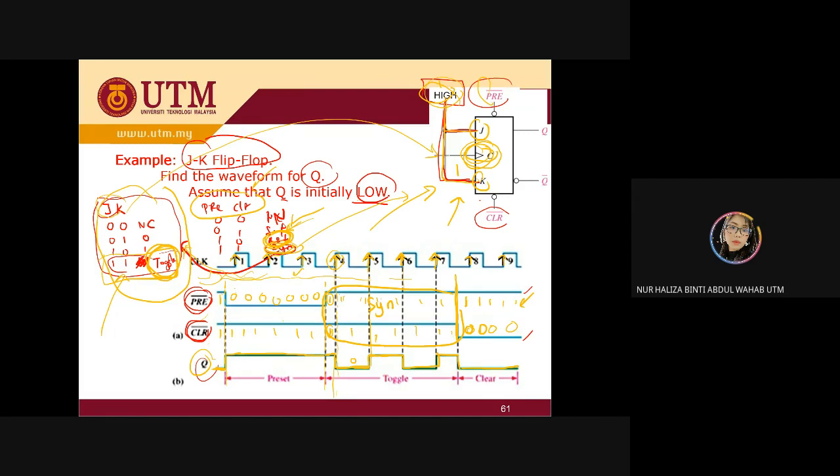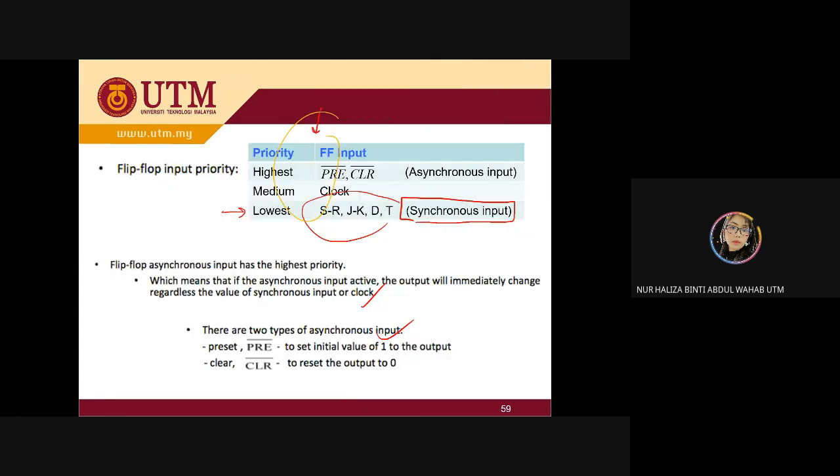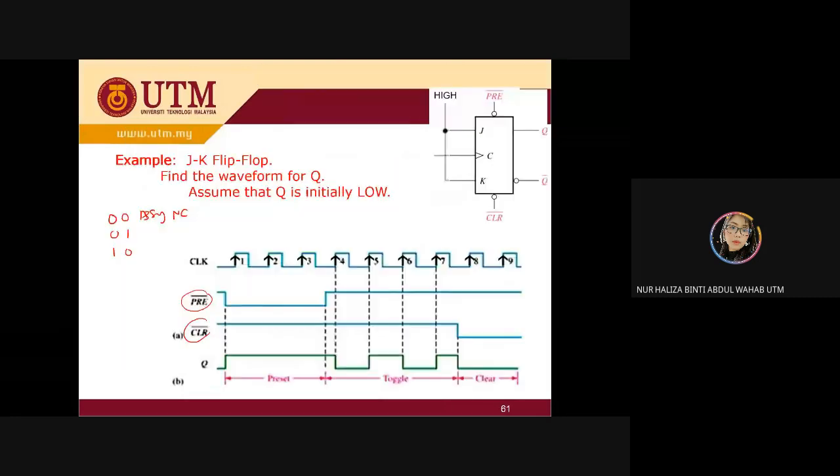So there are several things that you need to consider. First thing, you need to look into the pre and clear value. If the value is 0, 0, 0, 1, 1, 0, it is all asynchronous, meaning you need to look into the value. 0, 0 is invalid. 0, 1 will be set. 1, 0 will be reset.